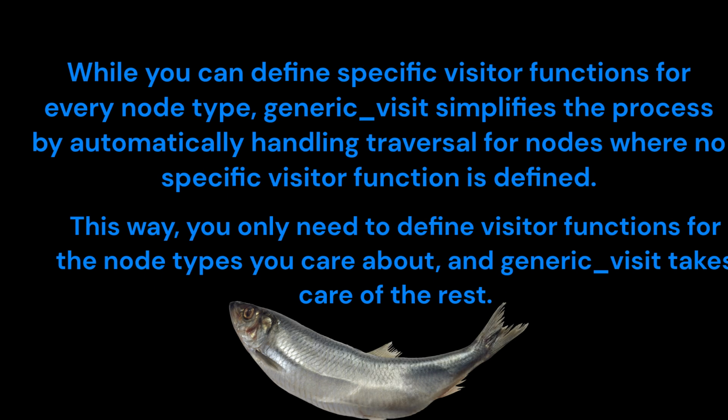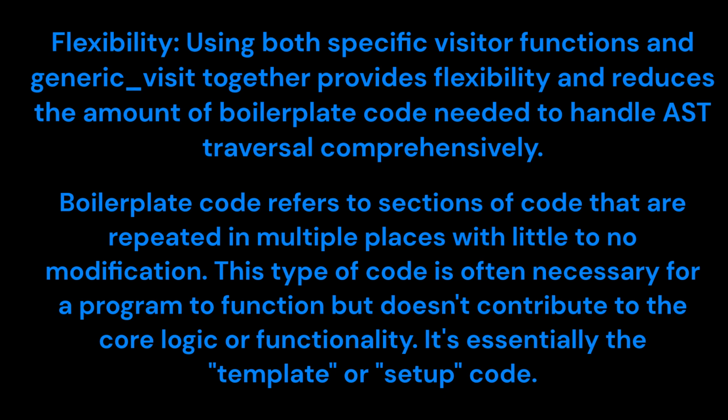While you can define specific visitor functions for every node type, generic_visit simplifies the process by automatically handling traversal for nodes where no specific visitor function is defined. This way, you only need to define visitor functions for the node types you care about, and generic_visit takes care of the rest. Flexibility. Using both specific visitor functions and generic_visit together provides flexibility and reduces the amount of boilerplate code needed to handle AST traversal comprehensively.